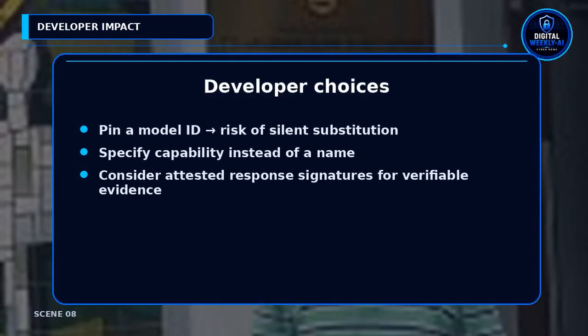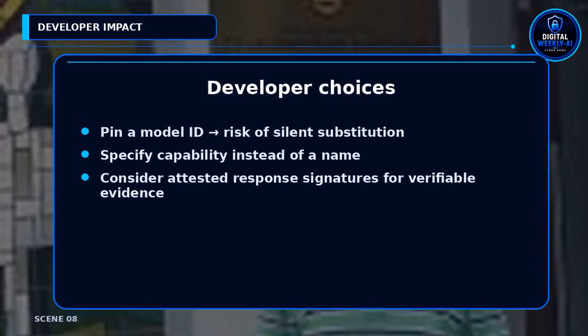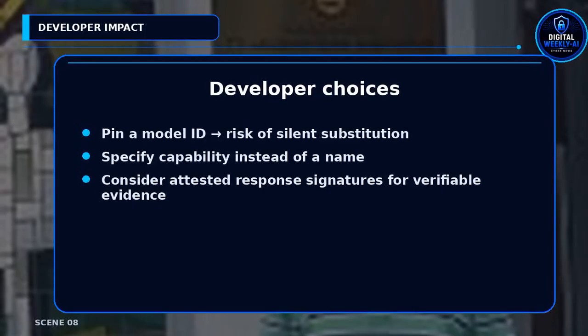For developers and procurement teams, the choice is clear: pin a model ID or specify capability. Pinning a model ID risks silent behavioral drift if a router substitutes another model. One proposed fix is a testable model identity. Attach a signed assertion to each response with the served model identifier, weights hash, precision, and a system prompt hash. Sign the assertion with a key rooted in hardware attestation so the buyer can verify it independently. Confidential computing GPUs already support parts of this approach.